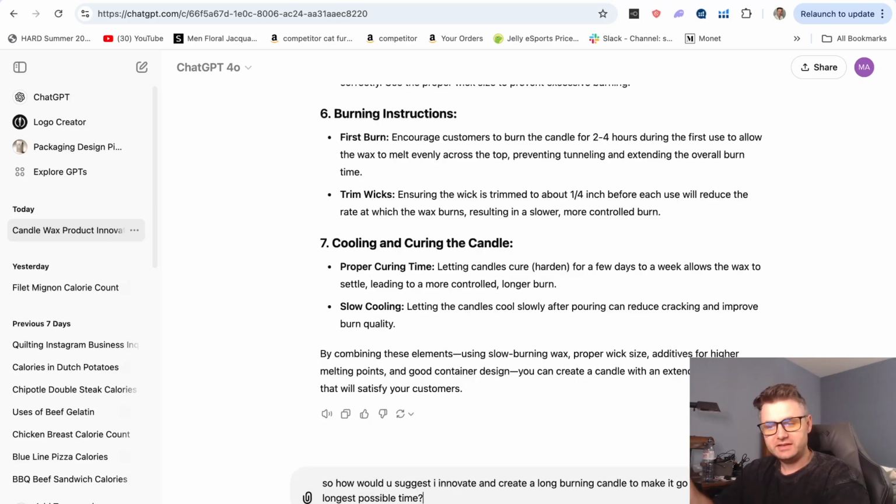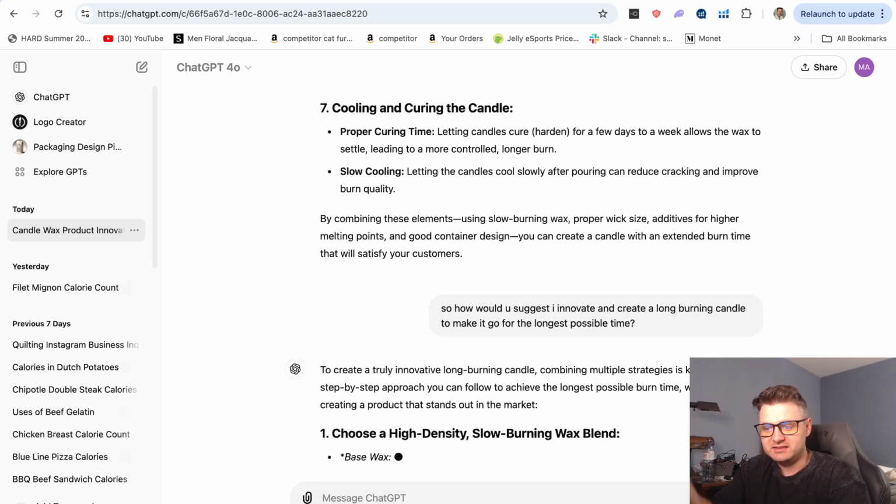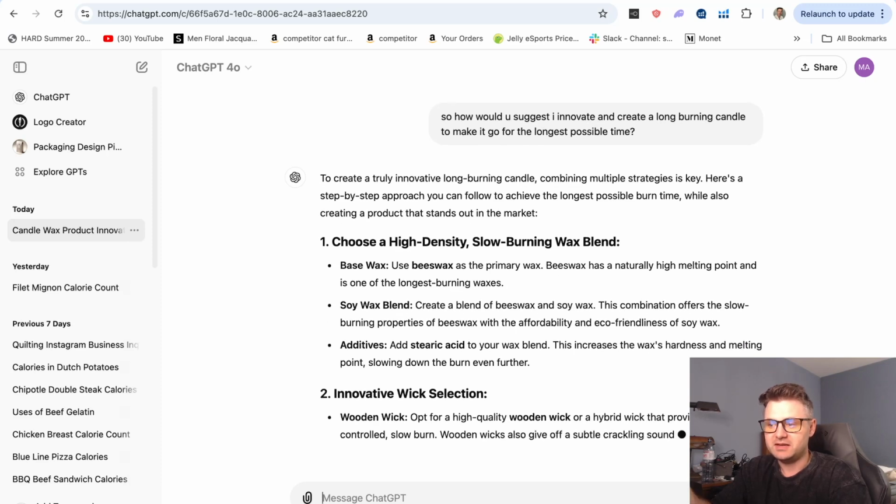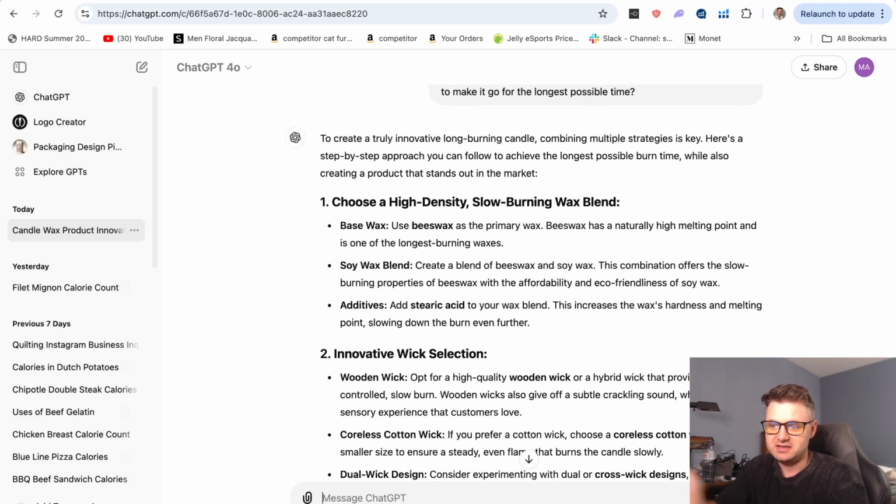And I will literally ask, so how would you suggest I innovate and create a long burning candle to make it go for the longest possible time? And then it's literally gonna give me an idea to create a truly innovative long burning candle. Combining multiple strategies is key. Here's a step-by-step approach. Boom. Choose a high intensity, slow burning wax blend. Innovate wick selection. So wooden wicks, opt for high quality wooden wicks, right? That controls slow burn, this or that.